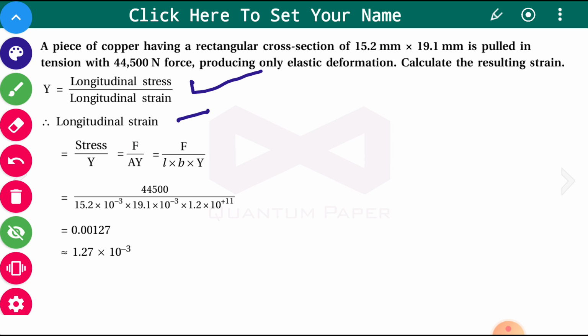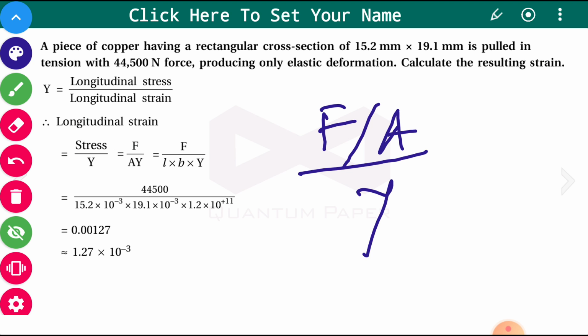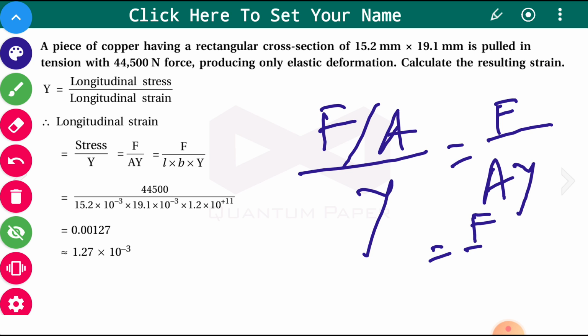Therefore, strain is made the subject of the formula, and that becomes stress upon Young's modulus. Stress is force upon area, so force upon area divided by Young's modulus. That can be written as F upon A into Y, and force upon area is nothing but length into breadth into Young's modulus. So this value you will get.